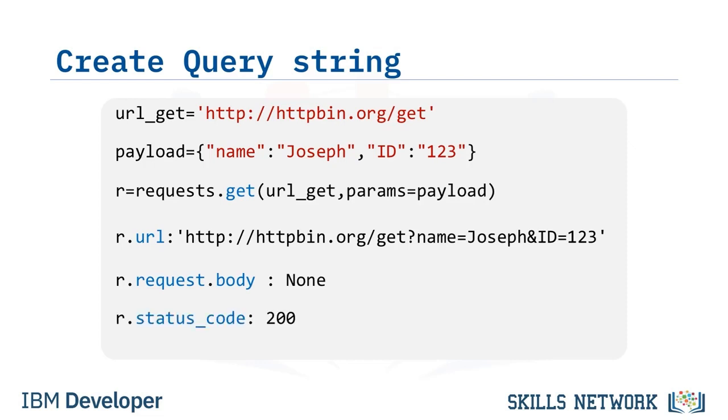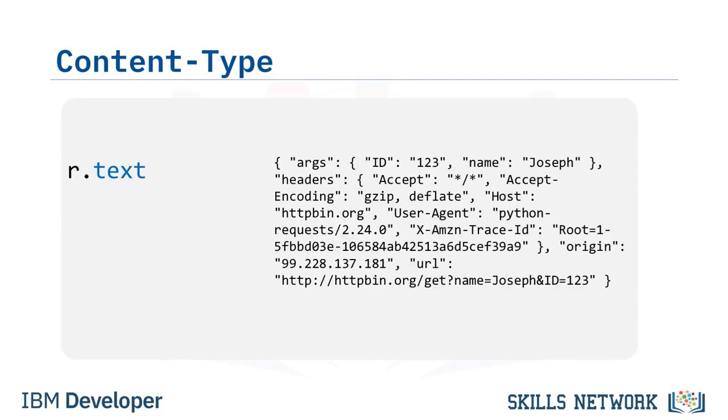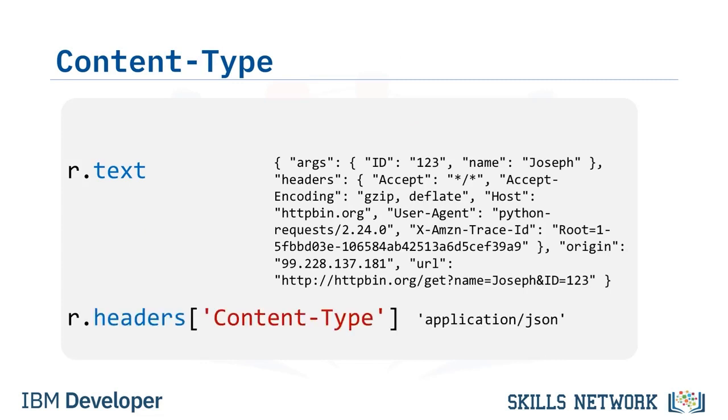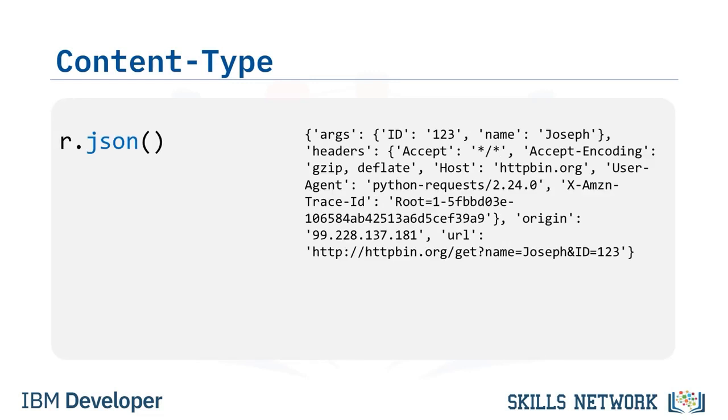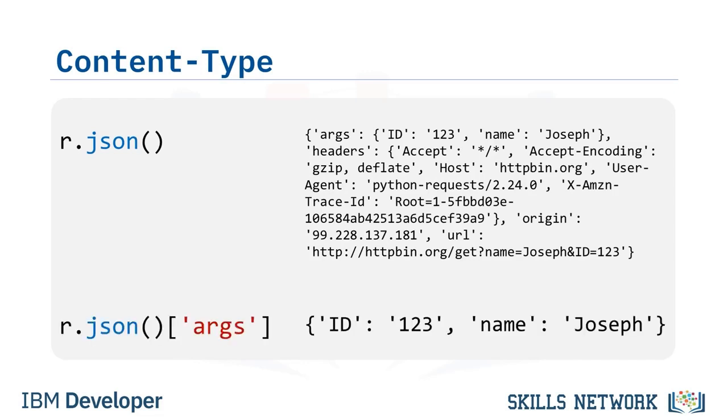We can print out the status code. We can view the response as text, and we can look at the key content type to look at the content type. As the content type is JSON, we format it using the method json. It returns a Python dict. The key args has the name and values for the query string.